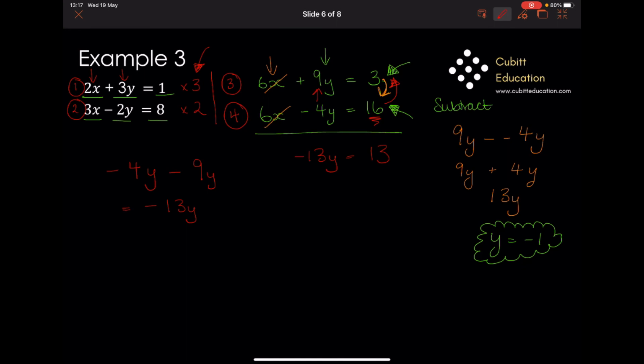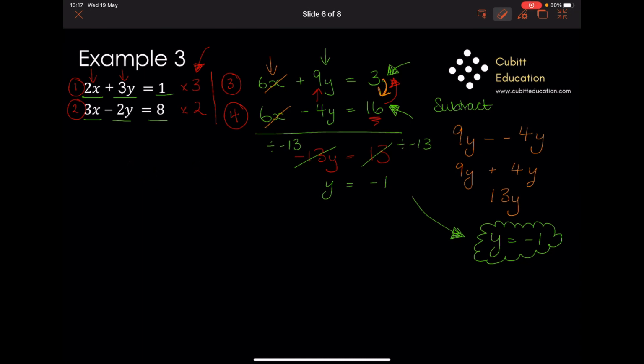So this time, all we would have had to do was divide by minus 13 to get y on its own, which would have given us y equals minus 1. So either way round you do it, you will get minus 1 if you're correct in your working out and you've not made any mistakes. So we should have y equals minus 1. I'm just going to rub this bit out because I don't want it to take up too much space.